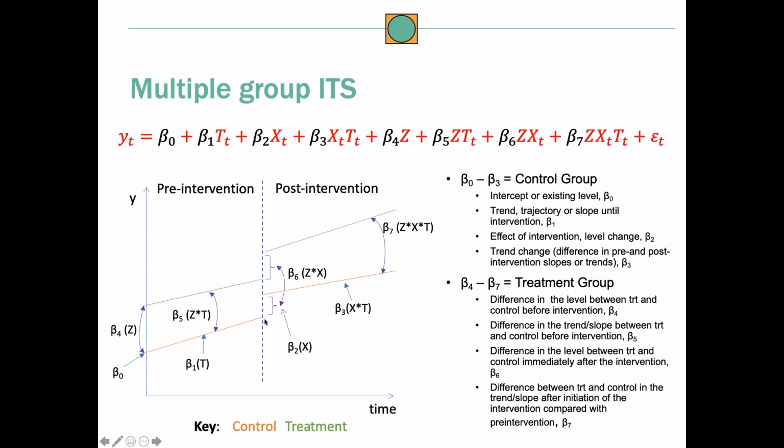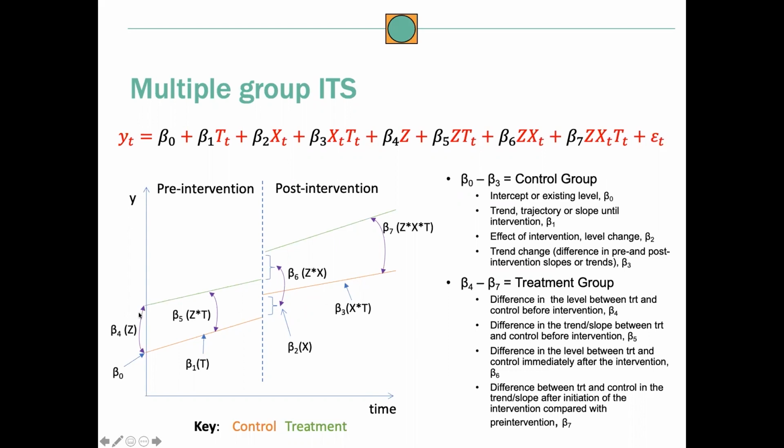Our beta 2 is the difference or the change in the level of the outcome that occurs in the period immediately following the introduction of the intervention for the control group. And so it's the immediate effects of the intervention for the control group and provides the level change after the intervention. Our beta 3 is the control group's slope or trend change, which is basically the difference in the pre and post slopes or trends.